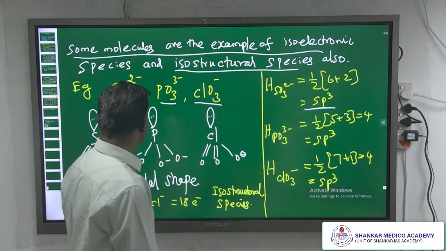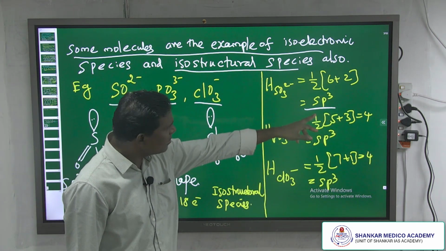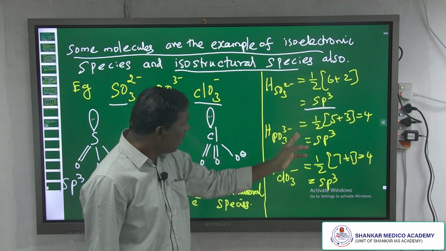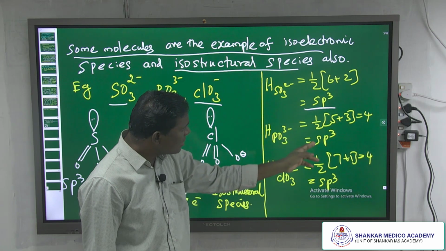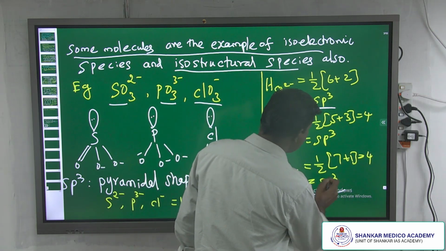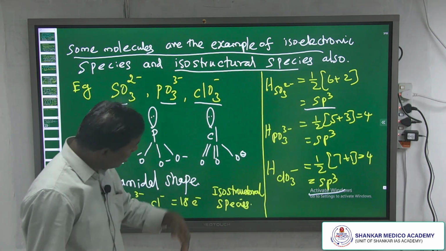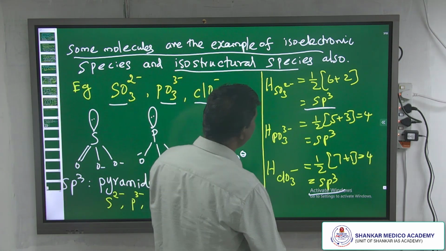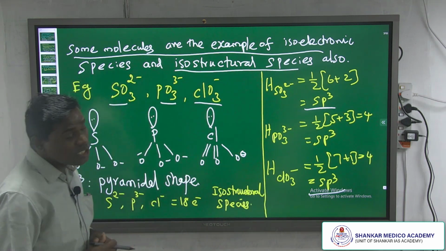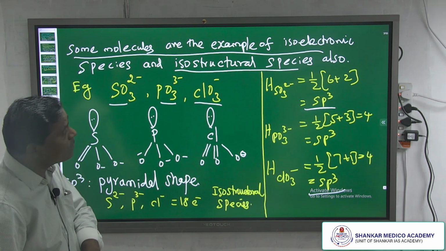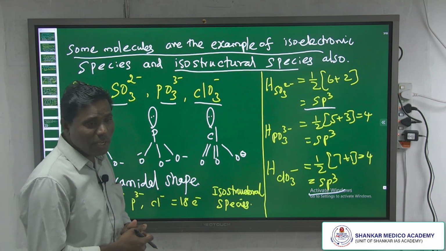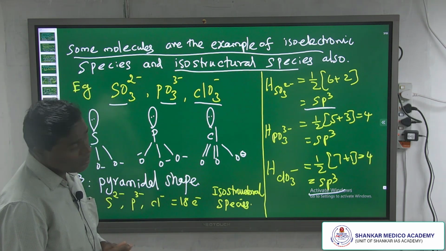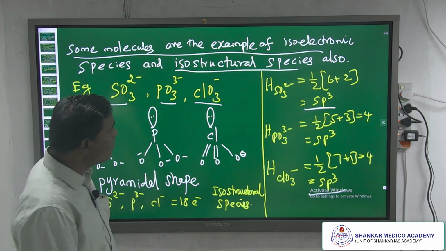SO3 2 minus, sp3 hybridization, and you can see that sulfur 6A and 2 minus sp3, and PO3 3 minus, this also sp3, and this also sp3. According to the hybridization formula, everything sp3, but ensure that it is not a tetrahedral structure. Don't think that always sp3 comes as a tetrahedral species. We got to look at the central atom whether it has a lone pair electron or not. If it has lone pair electron, it should be pyramidal.